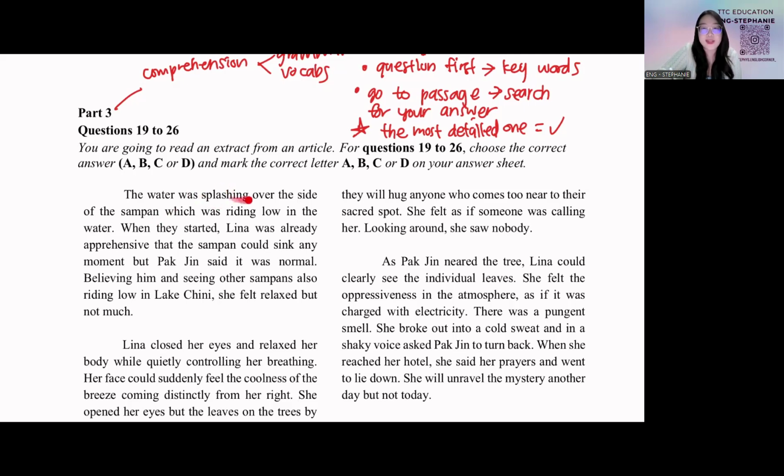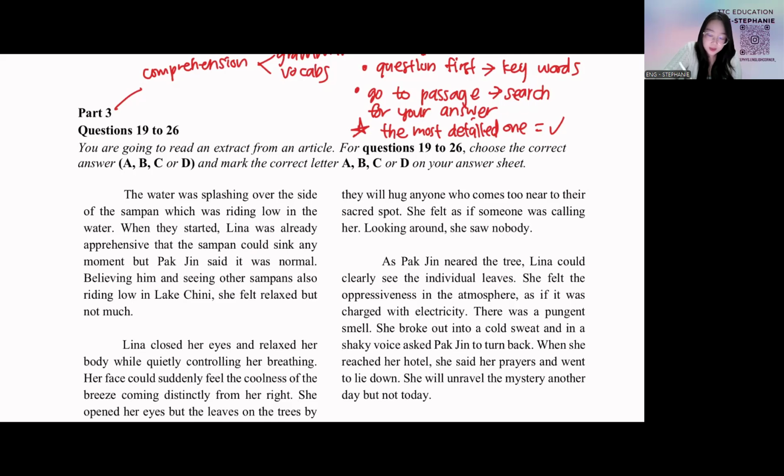So the water was splashing over the side of the sampan, which was riding low in the water. When they started, Lina was already apprehensive that the sampan could sink any moment, but Park Jin said it was normal. Believing him, seeing other sampans also riding low in Lake Chini, she felt relaxed but not much.